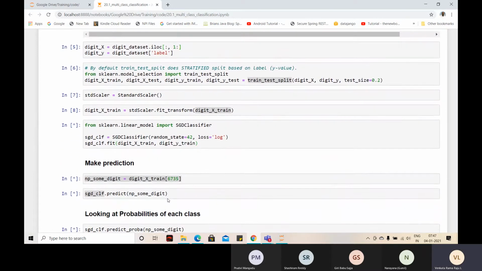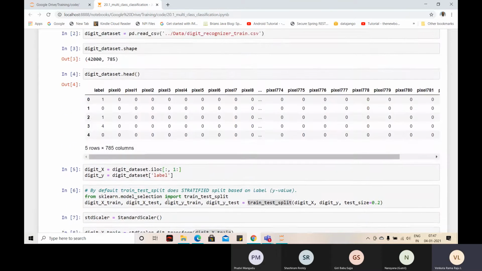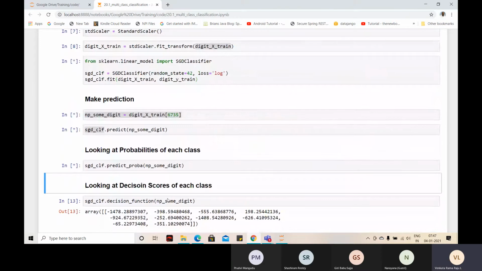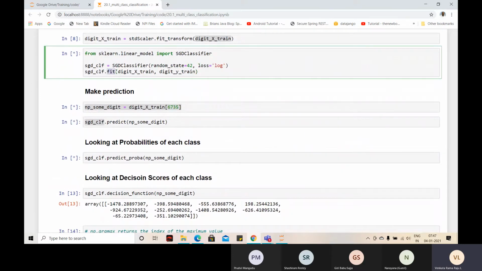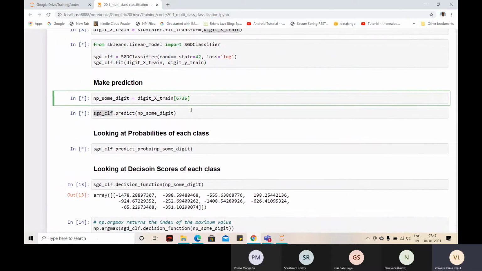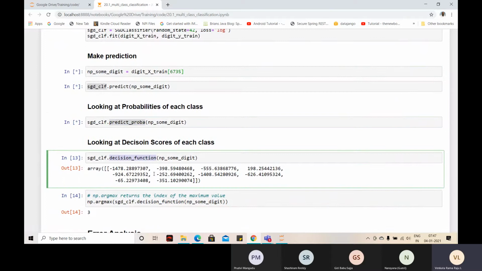Why is it taking this much time? Okay, let it run. Okay, we trained the model, right? We said fit and it got trained, and then we made predictions on one record here, and then we are doing predict proba and decision function also.